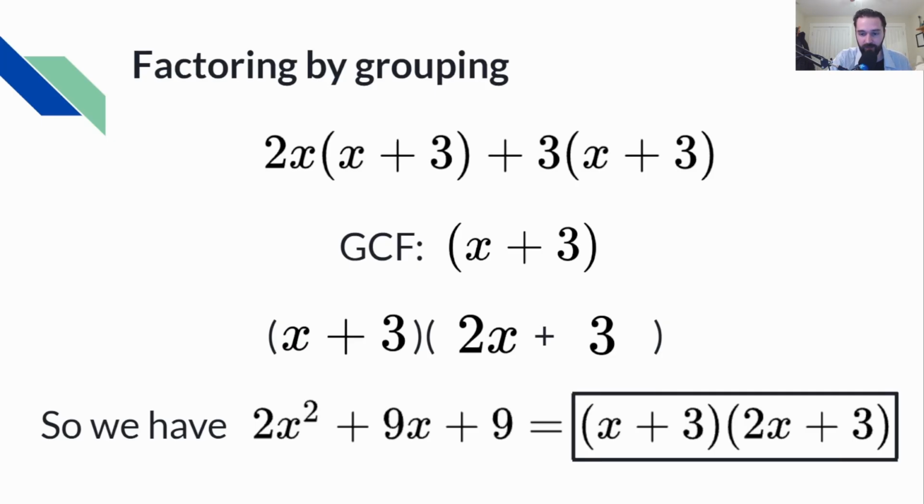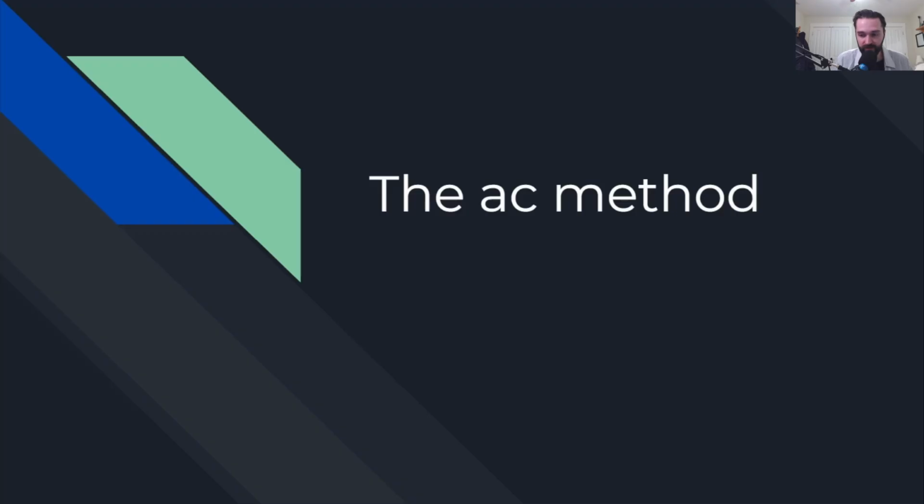Now that we've seen factoring by grouping on display, we can move to the AC method. The AC method includes factoring by grouping. It's a part of it.